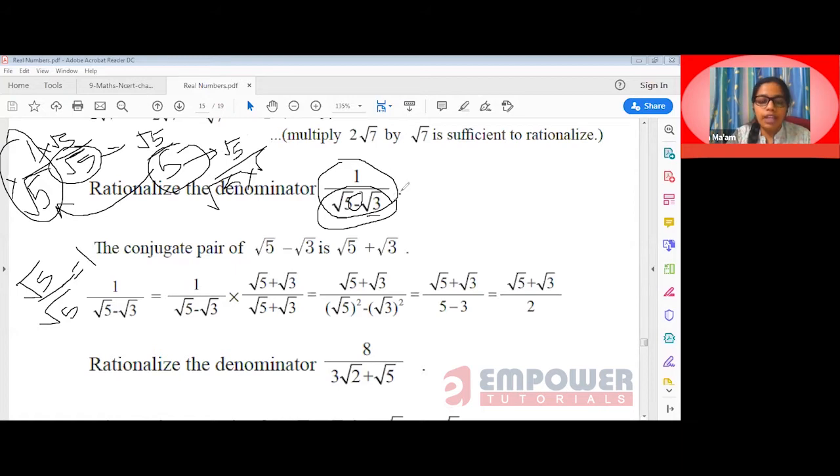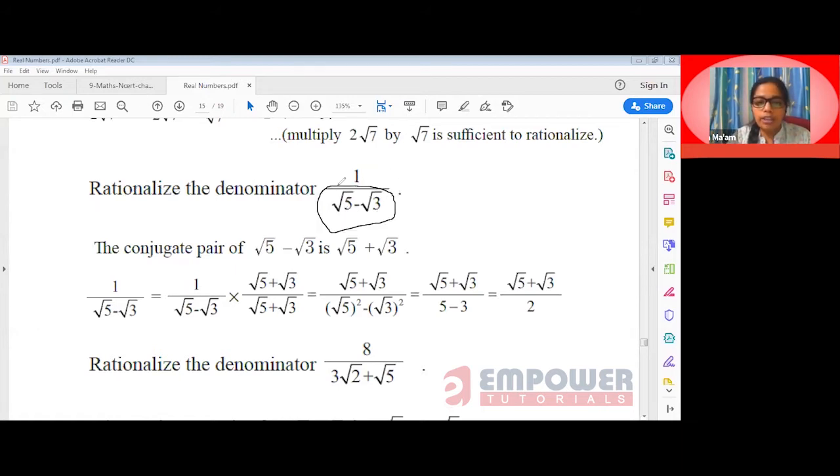Okay, so that's what we are going to do over here. Here you have a binomial factor, that was monomial, only one number was there. Here you have two numbers with some mathematical operation. Here you may have a plus sign also, so something like this, 1 upon root 5 plus root 3. Okay, they may ask you to rationalize the denominator of this number. So in this case what you have to do is you have to look for the number and you need to find its conjugate pair. Now what do you mean by conjugate pair?